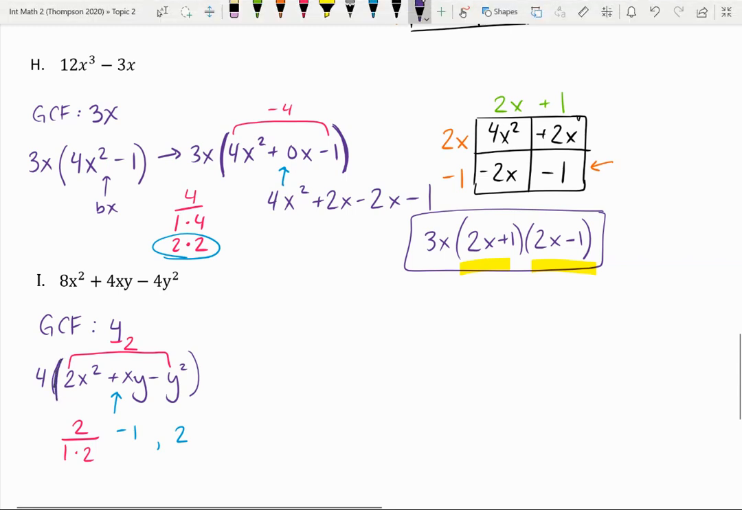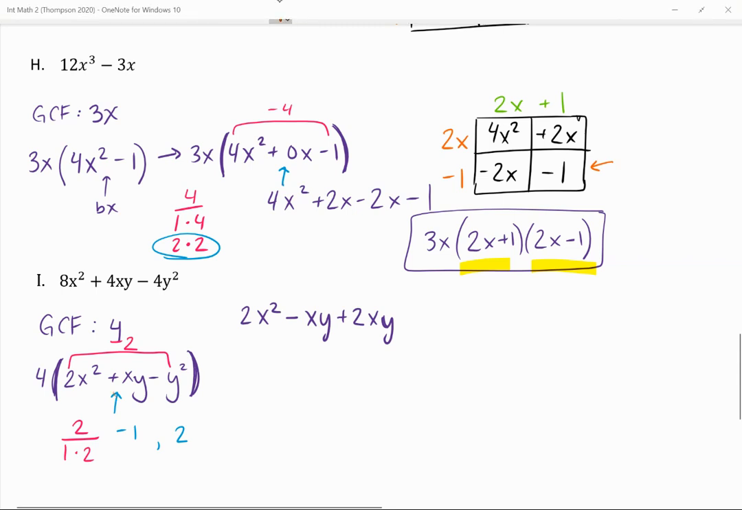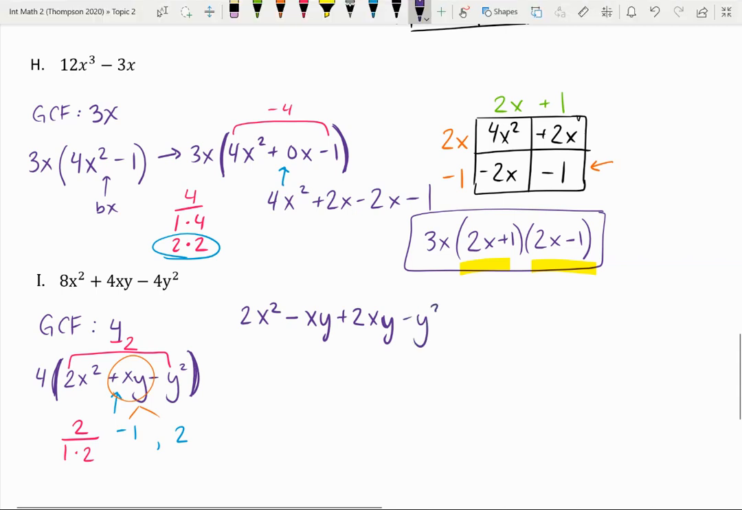All right. Remember, I'm just rewriting what's inside my parentheses. So I have 2x squared. When I rewrite my middle term, I've got a -1xy and a +2xy. Remember, my goal is that I am splitting up this term, right? I'm figuring out what coefficients can I use to rewrite that term. So I get this.